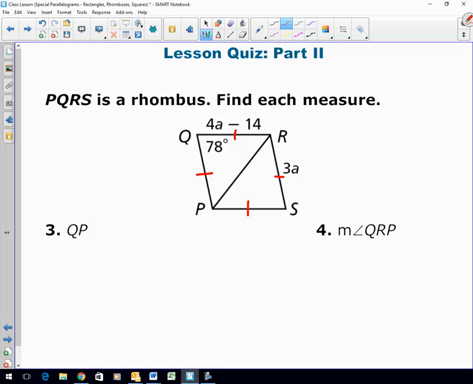Listen to what he just said. He's speaking wisdom over there. 4A minus 14 equals 3A, because this side has to equal this side. Braden? No. I'll go to my algebra expert, Ms. Faulkner. How do I solve for A here?